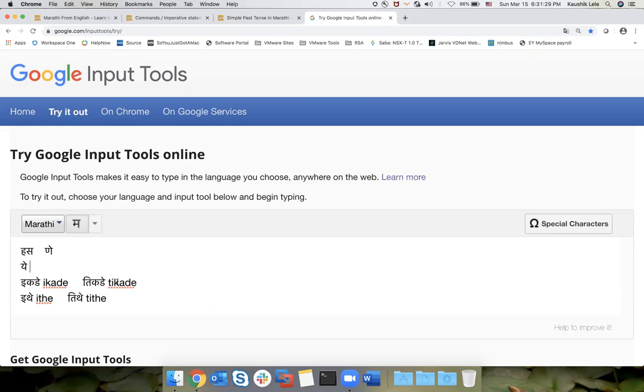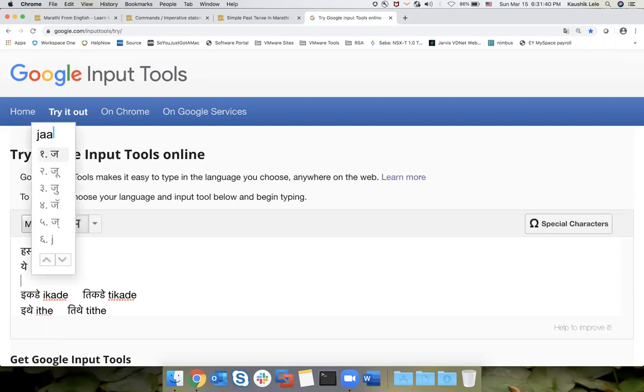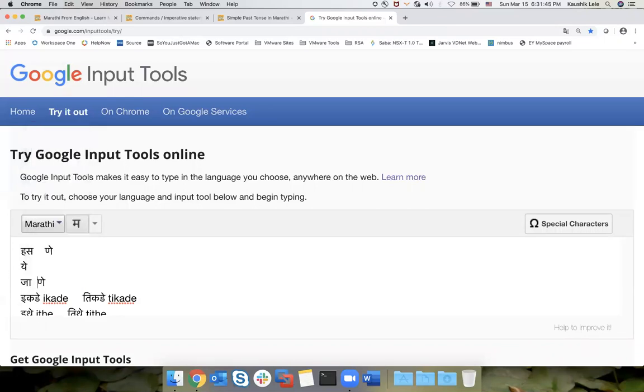Ikde ye... No, it's go. Ye or just ye? तिकडे... No, go. Go is जाऊ, जाणे. तिकडे जा. Will be तिकडे जा. Oh, that's an exception. No, it's go there. Positive command. And negative will be तिकडे जाऊ नको.